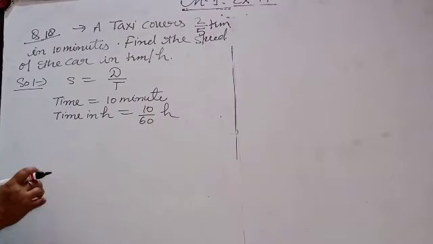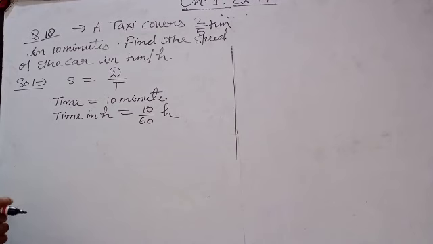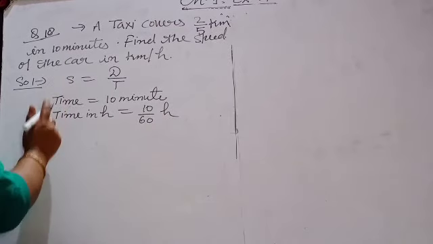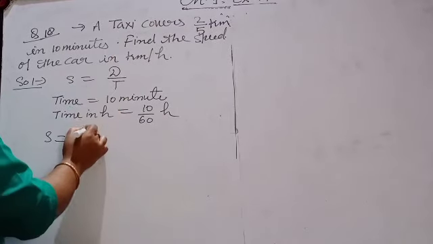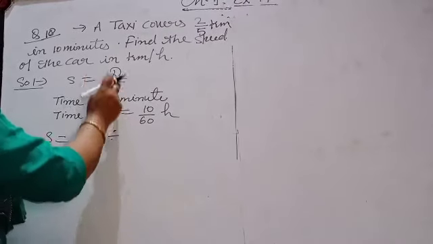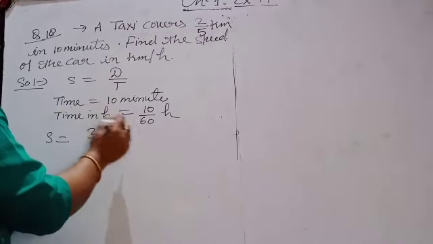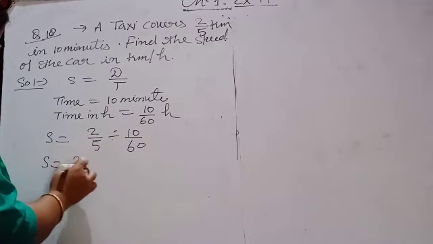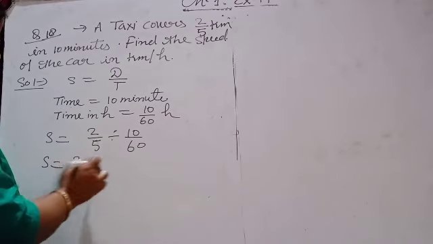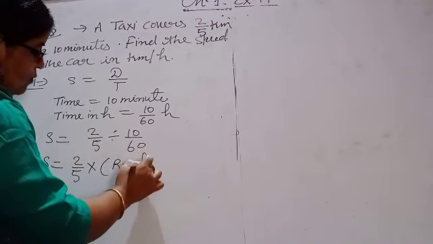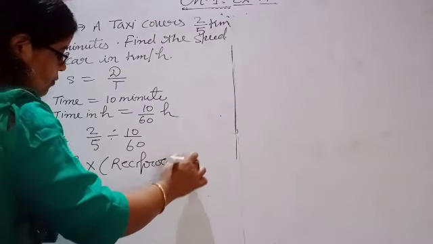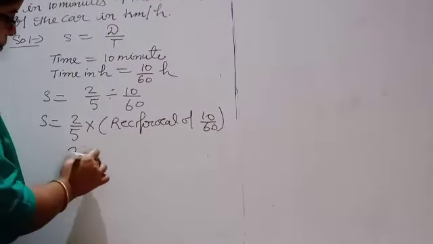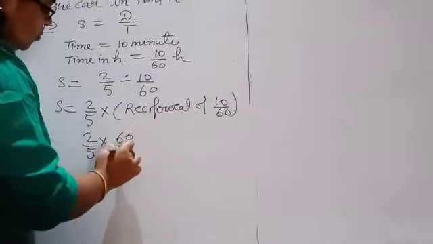Everybody knows, na? While we are converting time from minutes into hours, by which number should it be divided? 60. Now see, speed is equal to distance, 2 upon 5, divided by time, 10 upon 60. So speed is equal to distance 2 upon 5. This divide becomes a multiply sign with the reciprocal of 10 upon 60, only in case of division. So what will it be? 2 upon 5 multiplied by 60 upon 10.